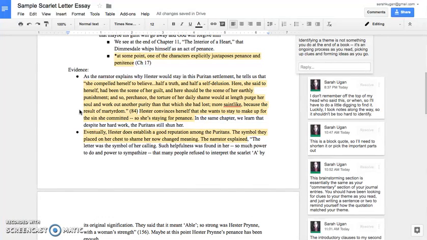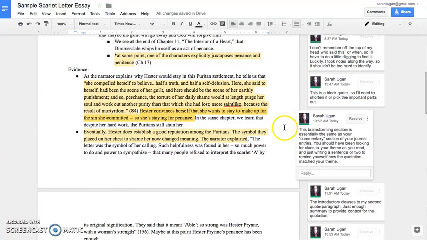When it ends, you can see I've got my works cited, and because this is a block quote, I've put the period before the quotation marks and before the works cited. I will probably try to shorten that quote for my actual essay, but I wanted to have it in full so that I remember exactly what's going on here. And then I provide for myself a little bit of commentary that Hester convinces herself that she wants to stay to make up for the sin she committed, so she's staying for penance.